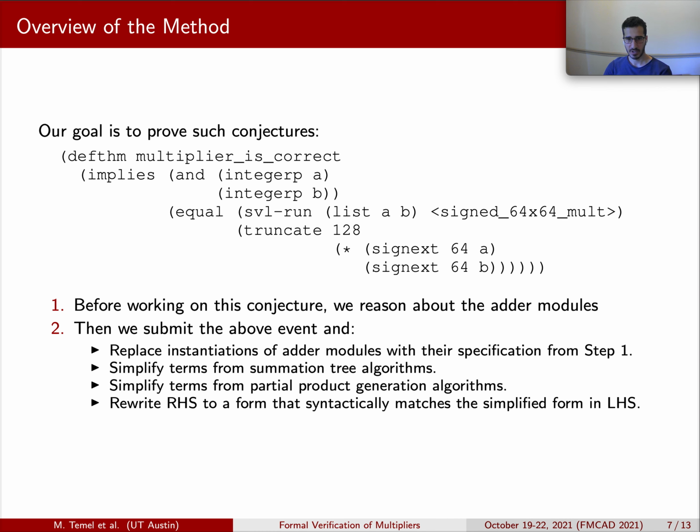Before we can prove such conjectures about multipliers, we first reason about the adder modules. For each distinct adder module, we prove that they can be rewritten with our functions that I will introduce in the next slides. When we start working on the main multiplier module, the adders are rewritten, and complex expressions for partial product generation and summation logic are formed. Our rewriting algorithm for multipliers simplifies such expressions to a fixed form. When the rewriter is finished with the left-hand side, it rewrites the right-hand side to the same final form. Then we compare the two sides with a simple syntactic check to conclude the correctness proofs. Let's go over these steps in more detail.